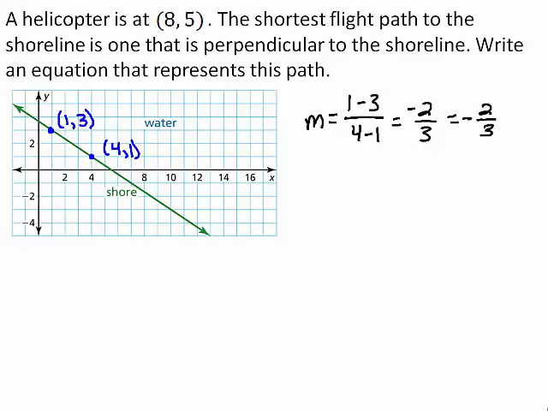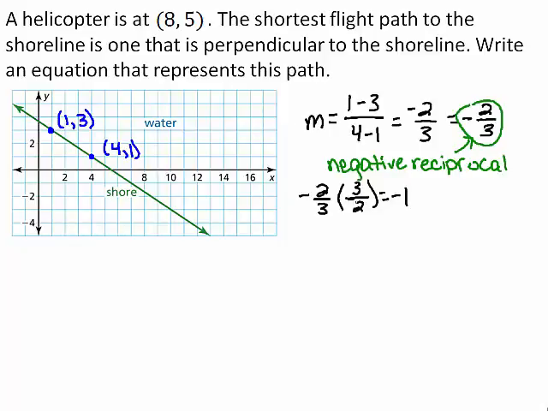Because the shoreline and the shortest flight path are perpendicular, the slopes of their respective graphs are negative reciprocals. Negative 2/3 times 3/2 is negative 1, so negative 2/3 and 3/2 are negative reciprocals. So the slope of the graph of the shortest flight path is 3/2.